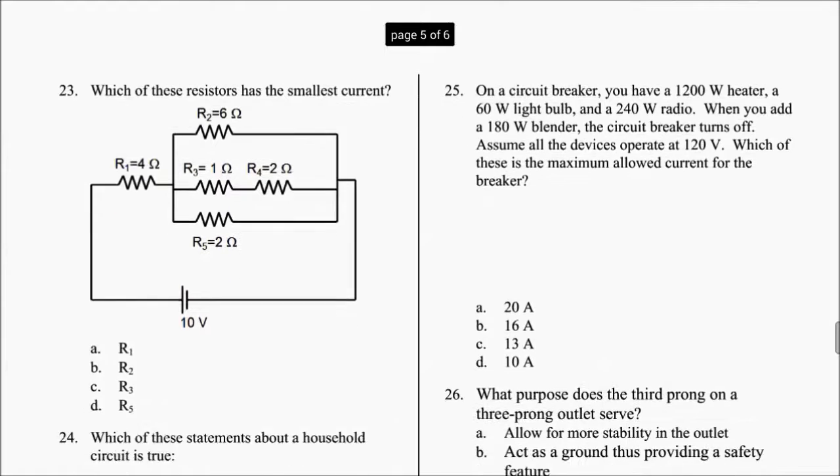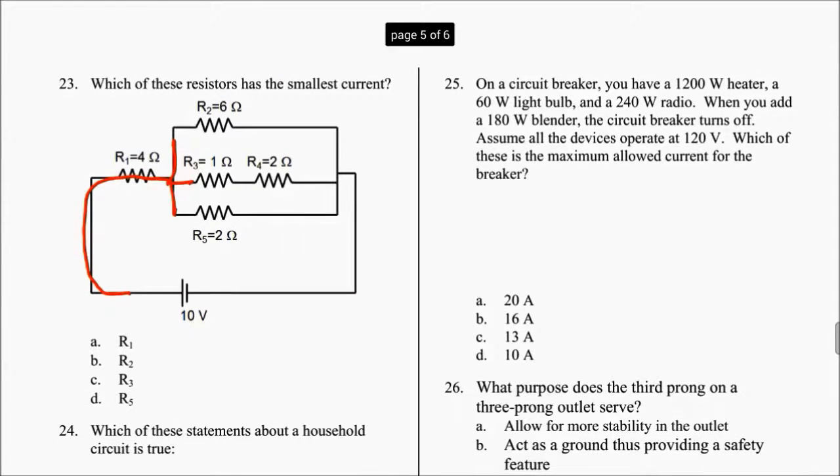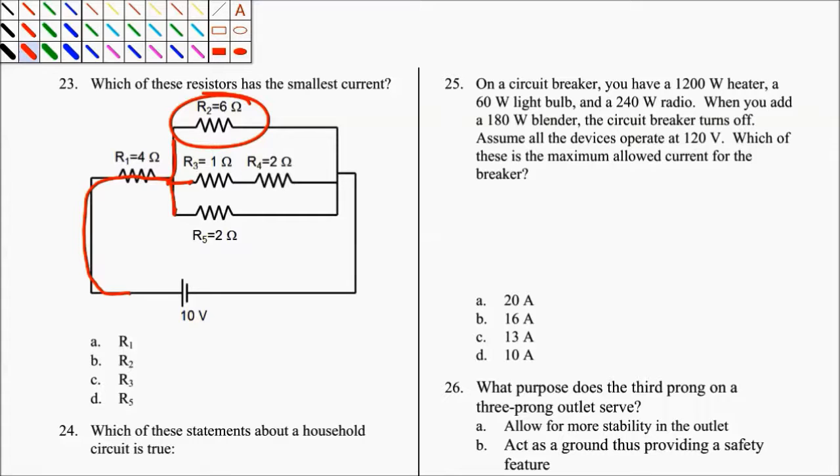Which of these resistors has the smallest current? My current comes along here. All of the current goes through here. And then the smallest current will go through the branch that has the largest resistance. And the branch that has the largest resistance is this one. Is that one of our labeled? Yeah, so R2 is the right answer.